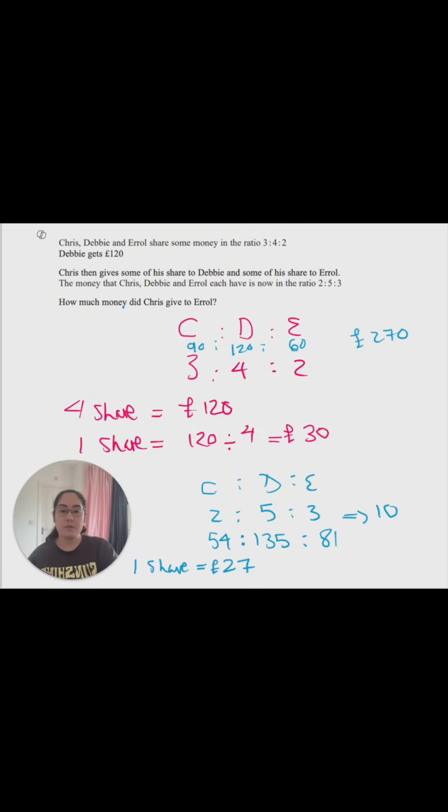Now, the question said, how much money did Chris give to Errol? So Errol had £60 in the initial ratio, and in the second ratio, he had £81. So if we work out the difference between them, which is £21, that's how much money Chris had given to Errol. So the final answer is £21.